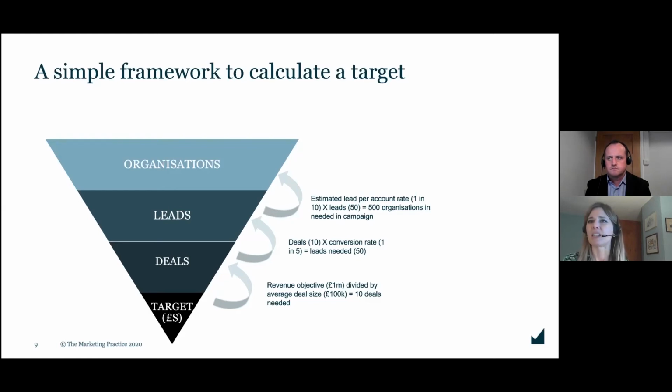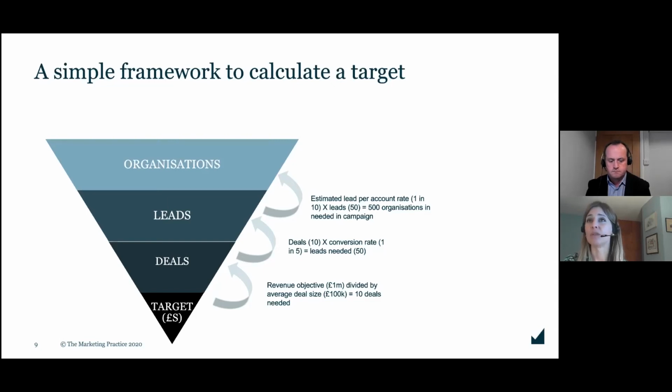So then how many leads are you going to need to generate? Again, you'll need to estimate, find out, or project what a typical conversion rate might be from leads to deals. So let's say the conversion rate is 1 in 5, you're going to need 50 leads to generate those deals. Then working back from that, you need to find out how many organizations you're going to need to speak to in order to generate a lead. So let's say you need to speak to 10 accounts before you can generate a lead with them. That's a database of 500 organizations that you're going to need to include in your campaign as a minimum.